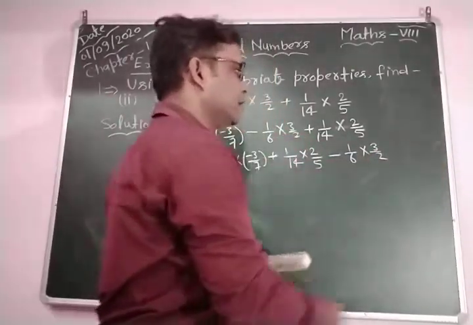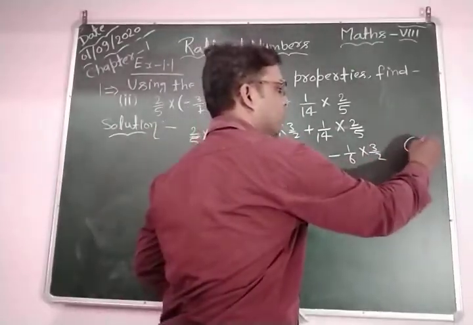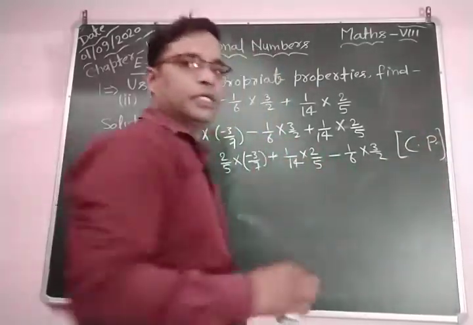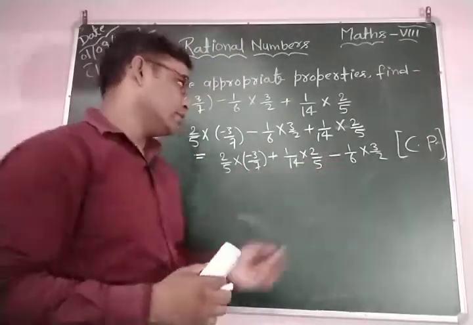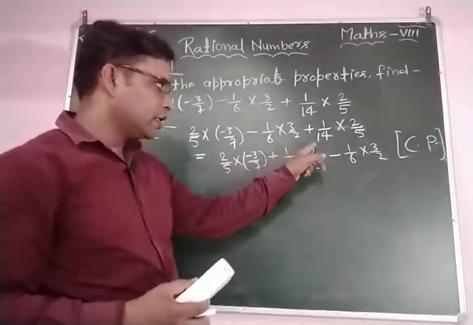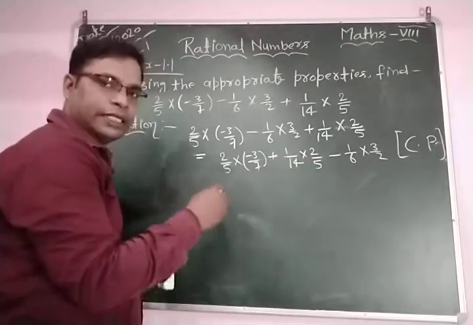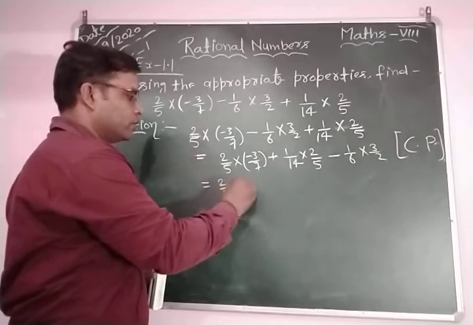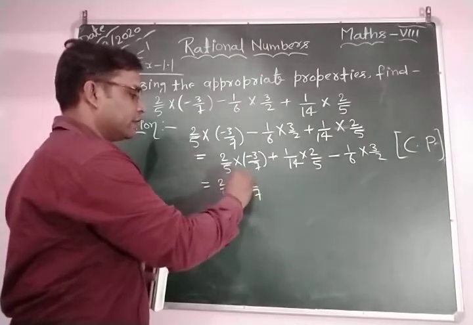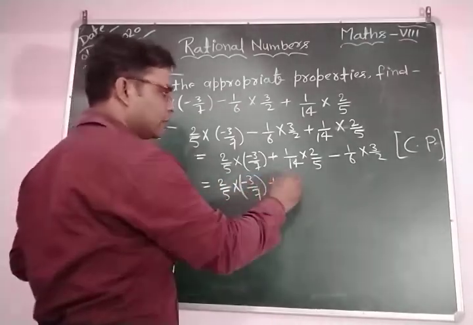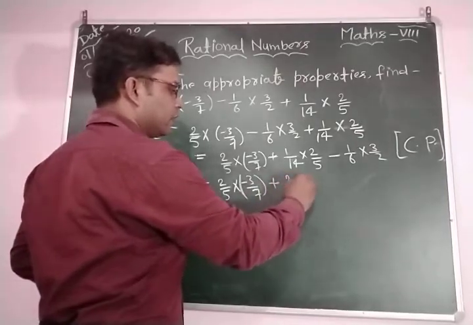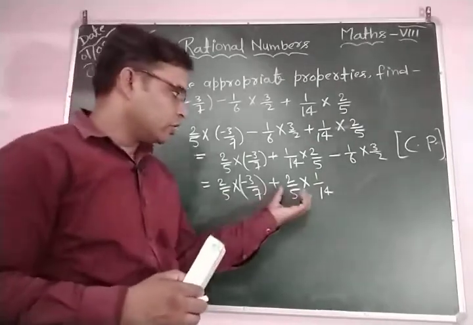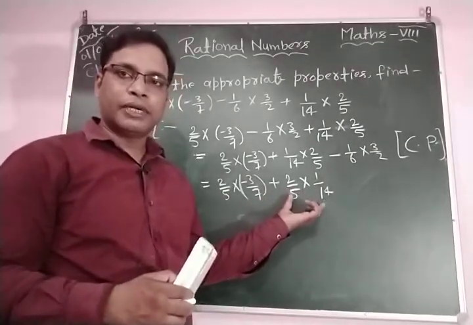Now we write here commutative property, CP inside CP. This is the commutative property of addition. Now here 2 by 5 and here 2 by 5, so you can also rearrange it and write 2 by 5 into minus 3 by 7 plus 2 by 5 into 1 by 14. Also here you use the commutative property of multiplication.